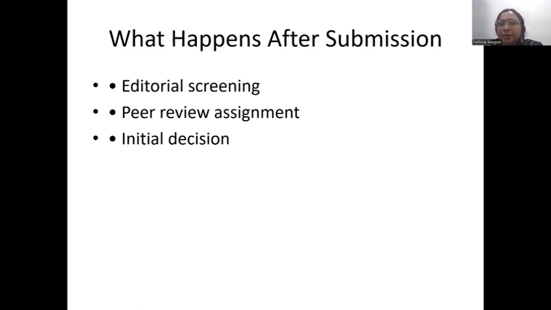Then after the submission, it will go for editorial screening at first. Just like I told you, they will be checking all the format, novelty, etc. Then after that, it goes to the peer review process, in which 2 to 3 reviewers will go through your manuscript and give their suggestions. Then the decision.